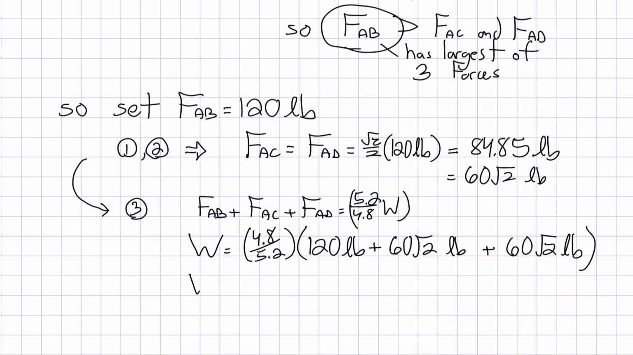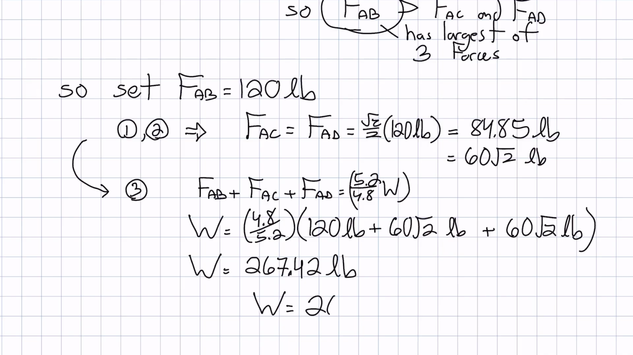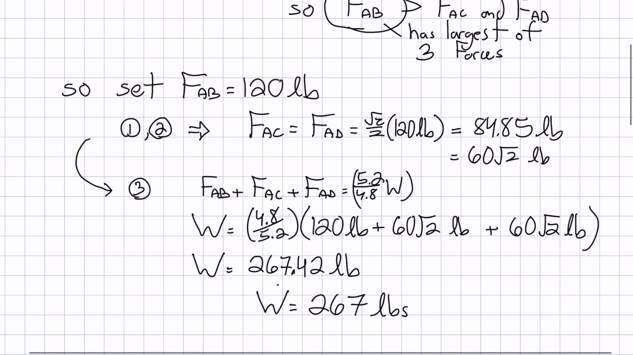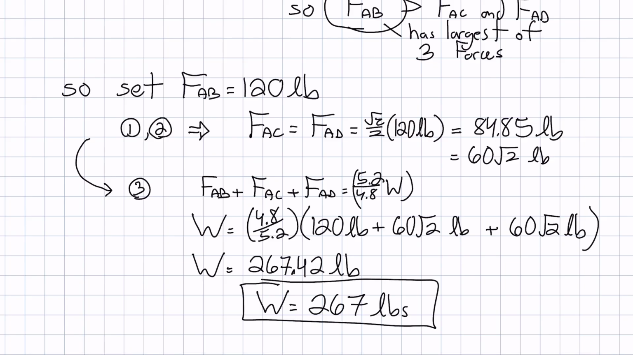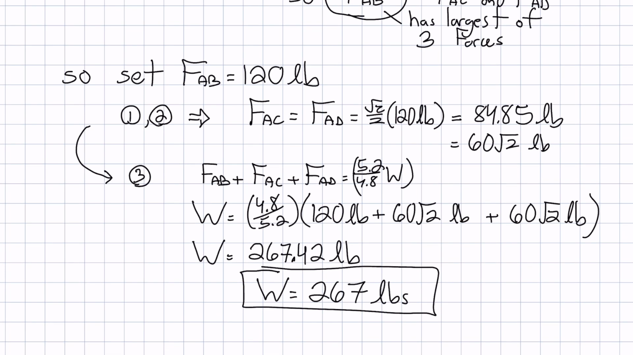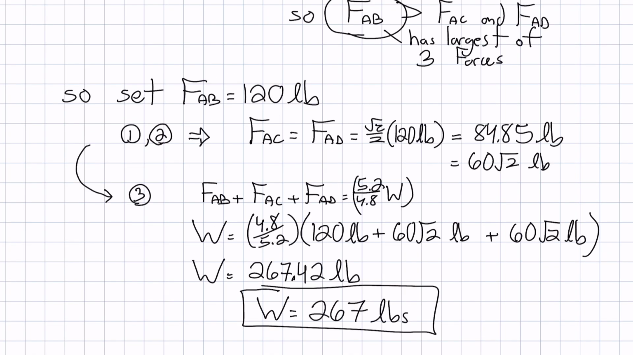And for W, we will get that it is 267.42 pounds. Now, of course, we're going to round that off to 3 significant figures, which is going to give us an answer of 267 pounds. And so that's the maximum weight that the chandelier can be without causing any of the ropes to break. All right, that's question 366.